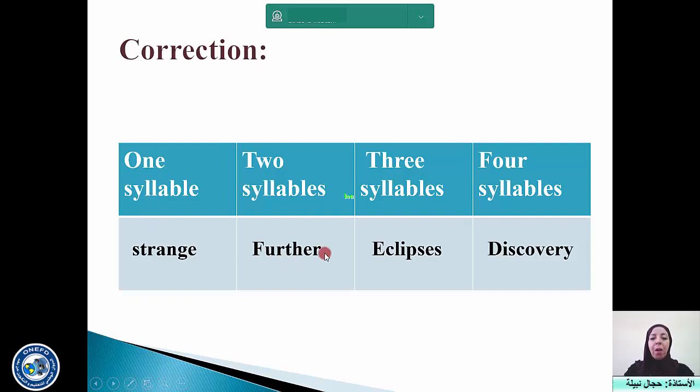For the second word, further, this is the way you cut it in your mouth also. Further, you have 2 syllables, so you have 2 vowels that are pronounced. The third word, eclipses. How many vowels are pronounced? E, another E, and another E. So you have 3 syllables. Now, if I remove the final S, the E here will not be pronounced. So you would say eclipse, and then you would have 2 syllables instead of 3. But because there is a final S, we pronounce eclipses. There is an additional vowel at the end, so you count 3 syllables. Discovery. So you've got 4 syllables simply because there are 4 vowels that are pronounced. I really hope it's clear.